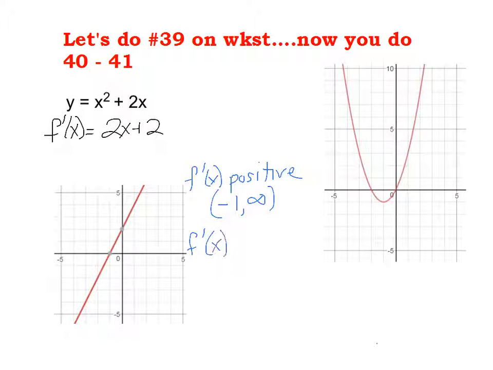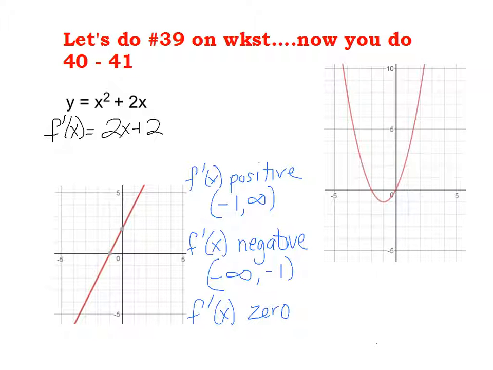The derivative is negative, well, if you go back to your graph, that's when my y values are negative, but I'm supposed to list the x values when that happens. So the x values would be anything smaller than negative 1. So negative infinity to negative 1. And the last part says find out when the derivative is equal to 0, and that happens right here when x is negative 1.